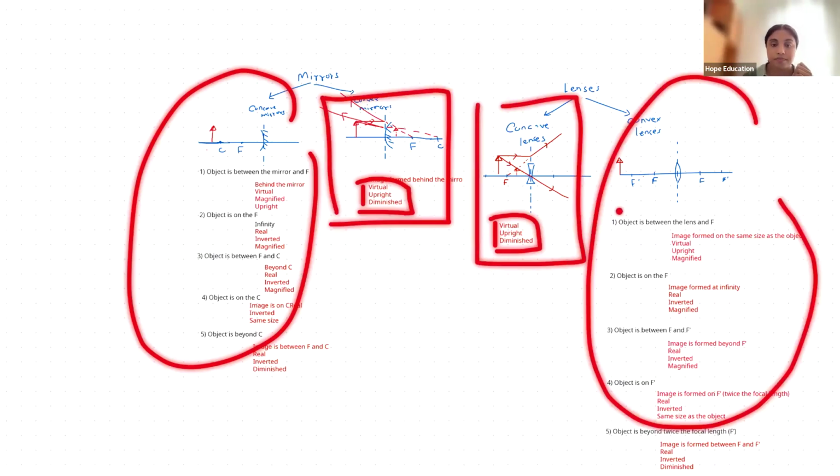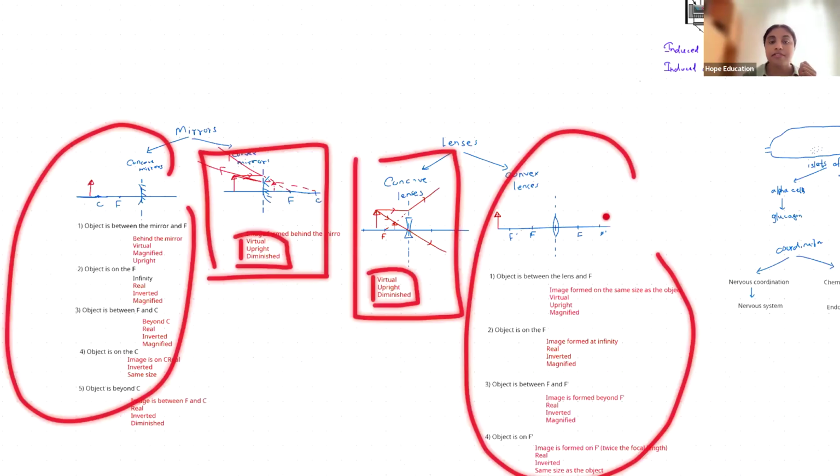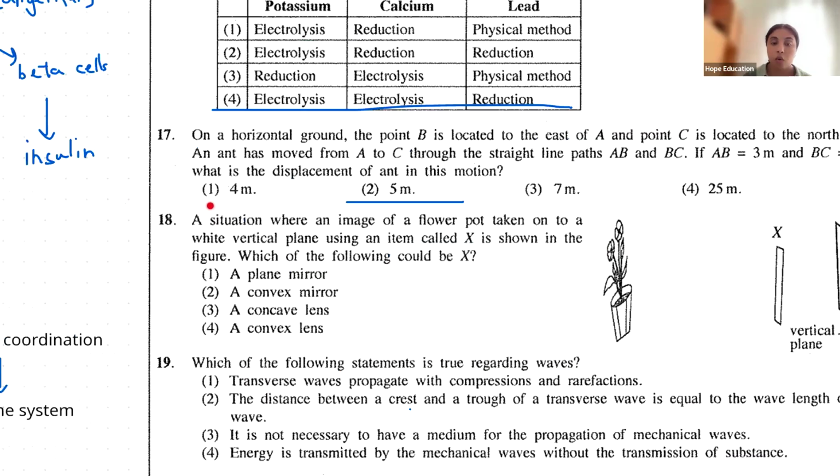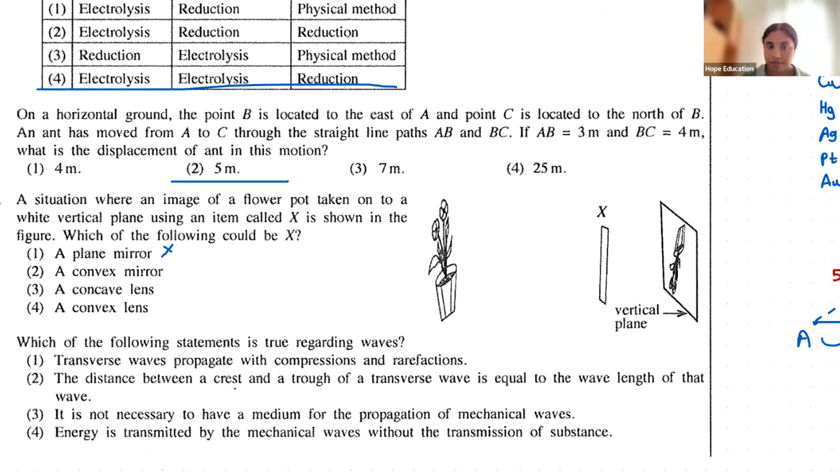Let's go to our question. This definitely cannot be a plane mirror, because a plane mirror does not form images like this. If you look at this diagram, there is the object, and there is some item X. This could be a lens, this could be a mirror, anything. Then there is a white frame, like a screen. The image has fallen on this white screen. So in this particular instance, is the image real or virtual?